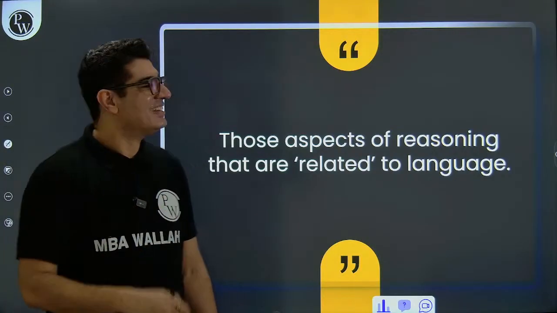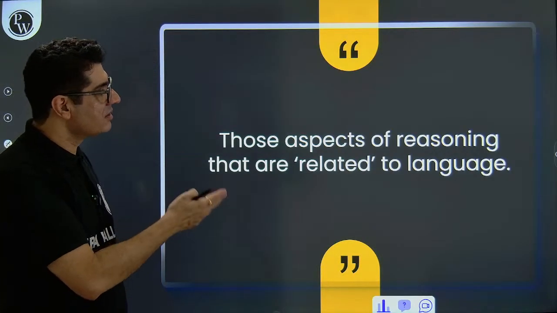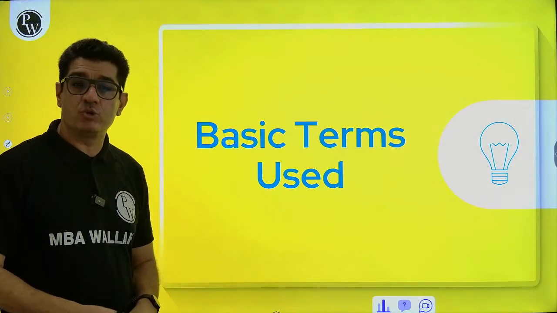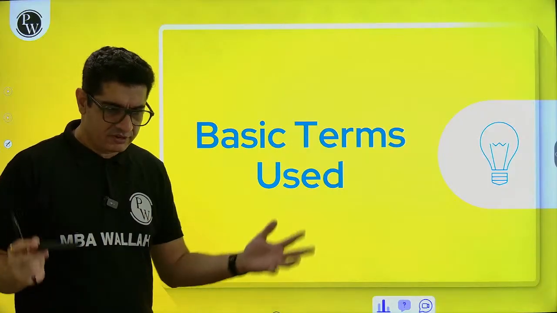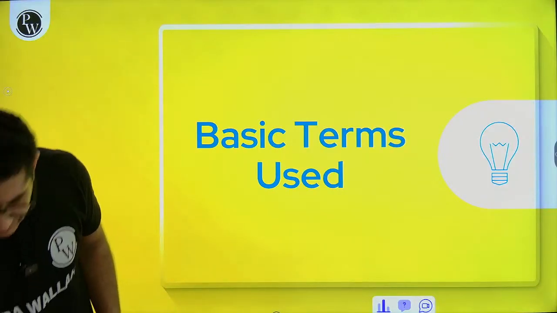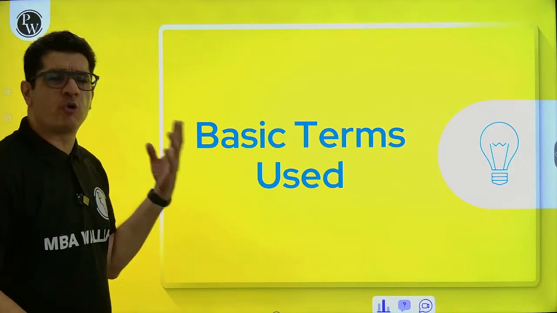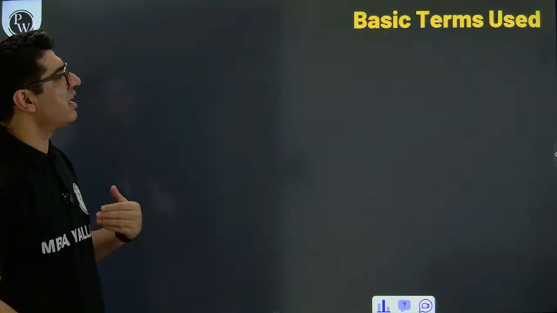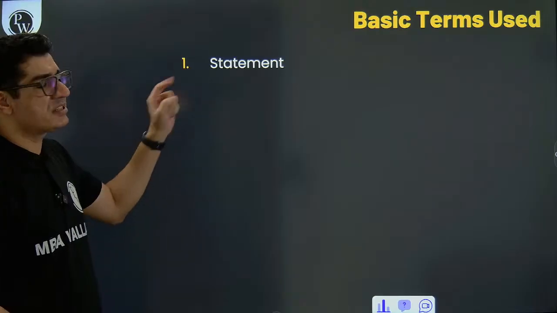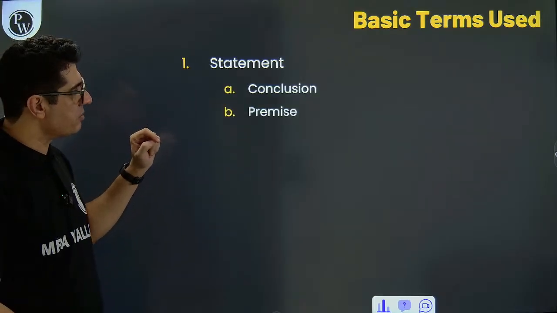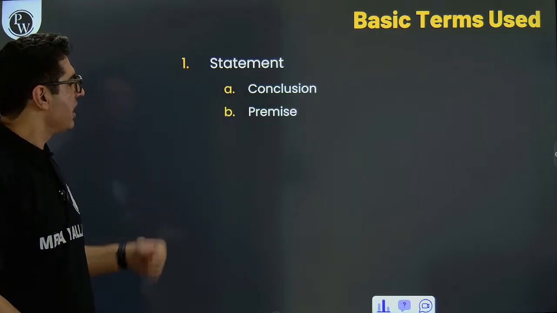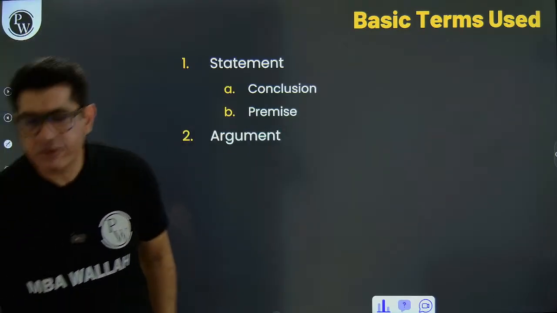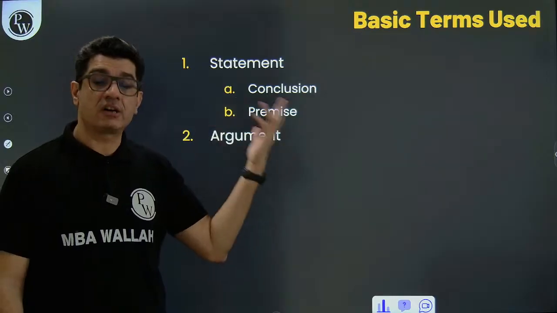Right? Now let's move over to the next bit, which is the basic terms that are used in the world of verbal reasoning. So the terms are, in fact, there are just 4 terms that I want to talk about. Out of those 4 terms, 3 are very everyday, right? So one is statement, then we have conclusion and premise. Statements can be of 2 types, and then you have something called an argument. That is it. I just want to talk about these 4 words first, or these 4 terms first.